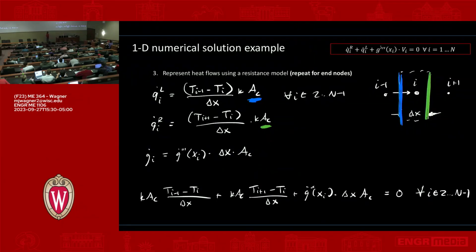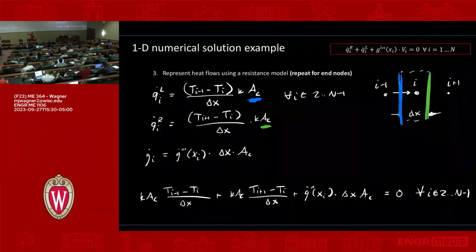What do we notice about this? I guess, first of all, we've combined everything together. You could further simplify, right? You could take that k. First of all, A_C you could divide out. You could take that k over delta x and form a group, and then put the T_i's and T_(i+1)'s together. You could do that.